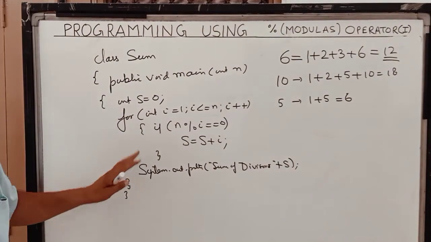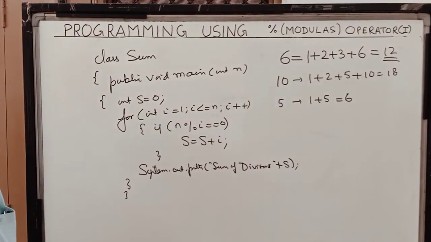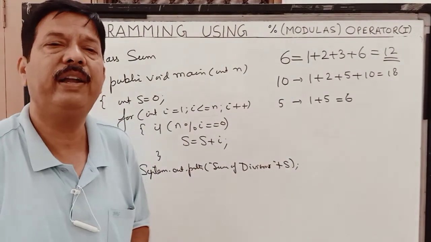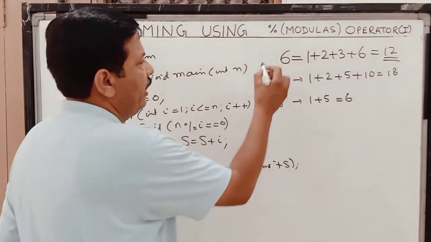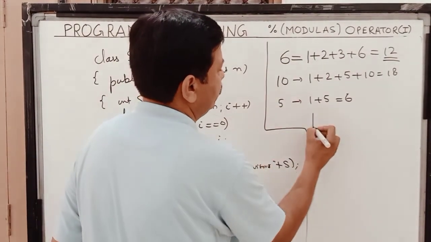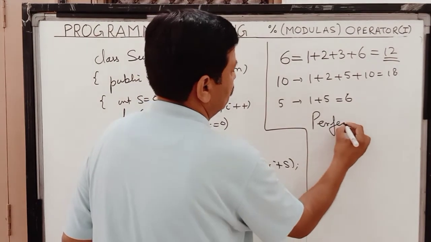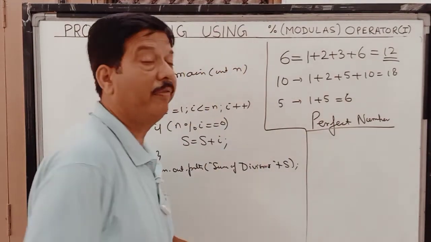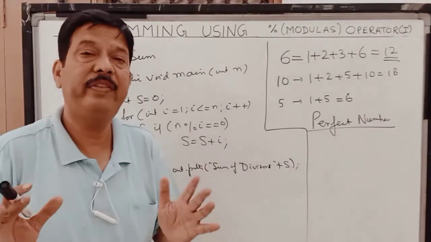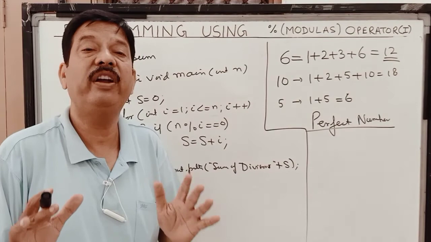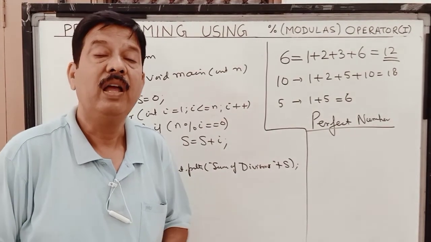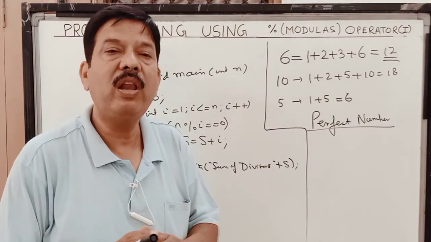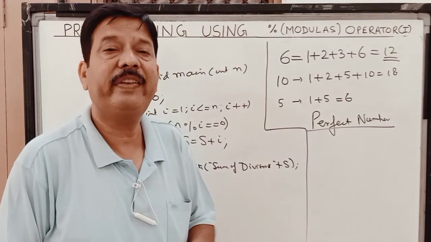Now children, if you have followed this program, there is another program which is coming in the board exam, and that program is: write a program to input an integer number and check whether it is a perfect number or not. Now the question comes, what is a perfect number? A perfect number is that number which is equal to the sum of all its divisors except itself.